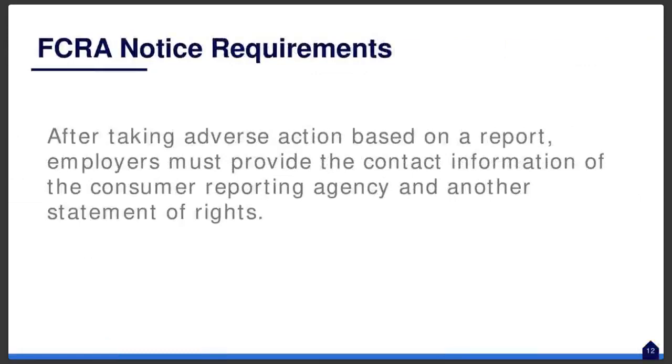Then, for whatever reason, the way this is written into the law, after taking the adverse action based on the criminal history you received, for example, you have to then provide the contact information of the consumer reporting agency and another statement of rights. Likely they're going to have that information already from the pre-adverse action documentation you provided, but again, you do have to provide that again.